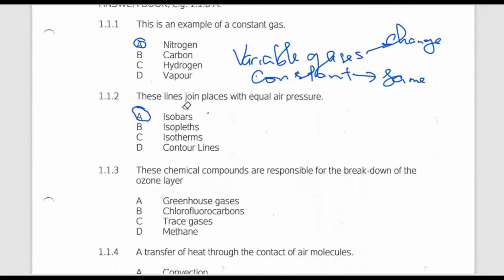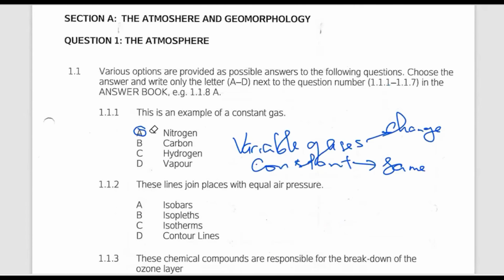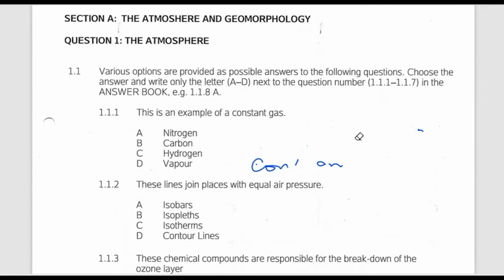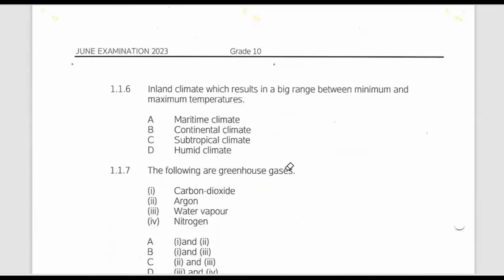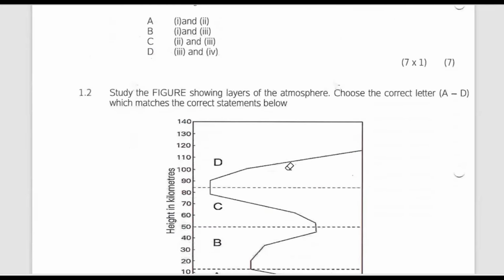If it's multiple choice, responses are already provided. You must not leave a blank space. At least there is response A to D. You must just at least give a response and not just leave blank spaces. That is going to disadvantage you because automatically you have lost that mark. You have lost the mark because you did not attempt the question.